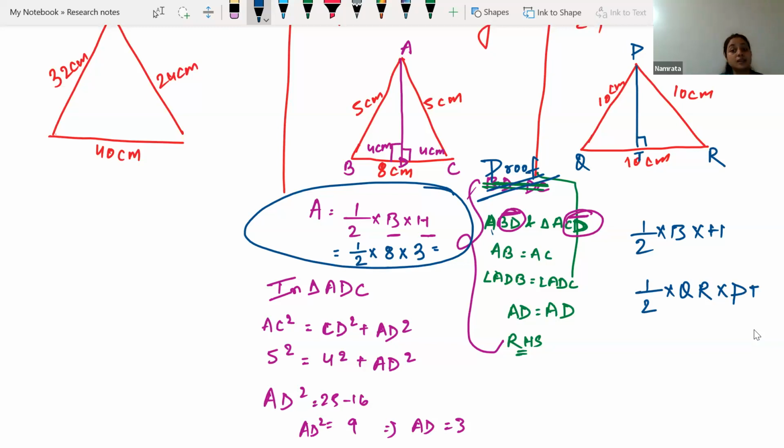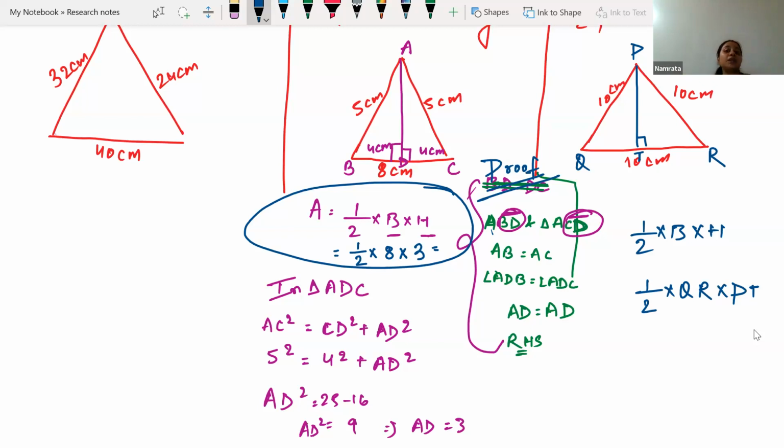Now, do we know QR? Yes, we do. Do we know the height PT? No, we don't know PT. Here also, that theorem will be applicable: whenever we drop a perpendicular, it will bisect the other side. For which triangles is this theorem applicable? This theorem is only applicable for isosceles and equilateral triangles, because that time only you will be able to prove congruency.